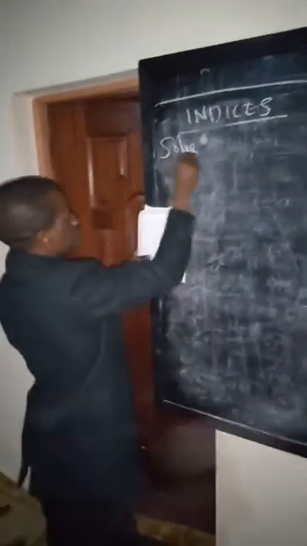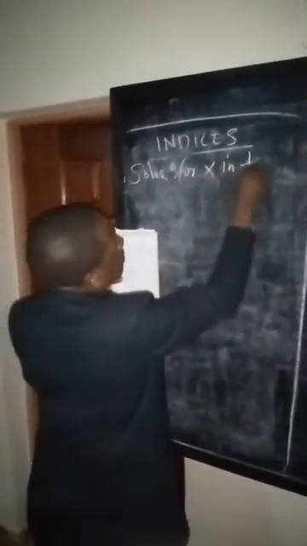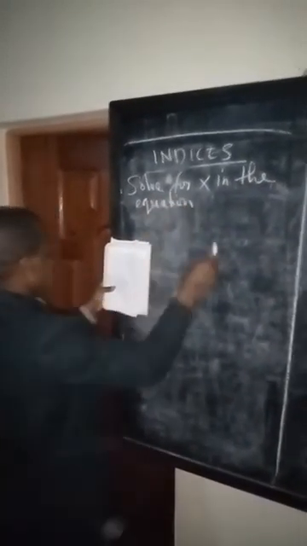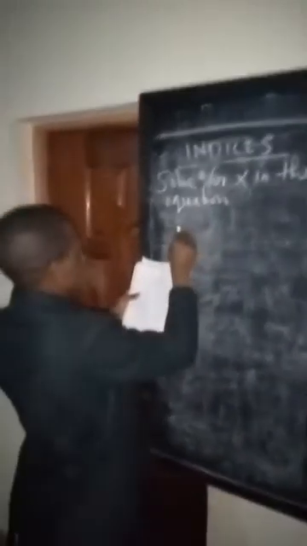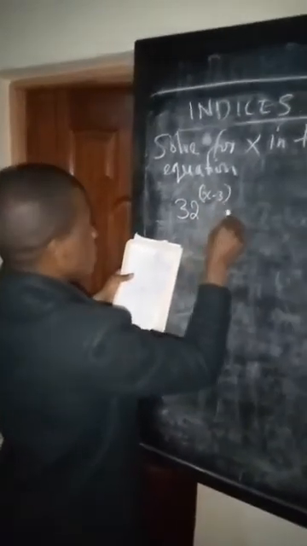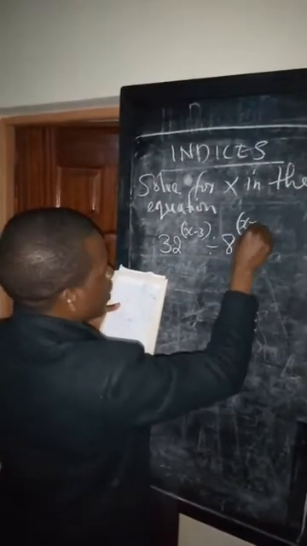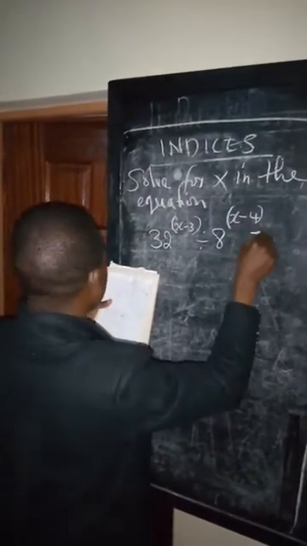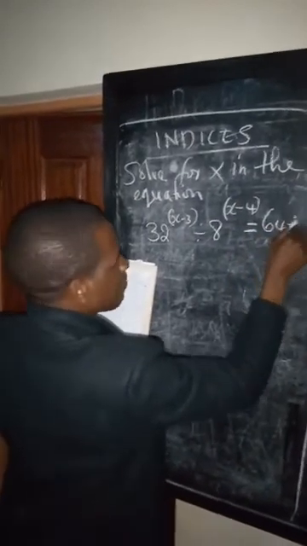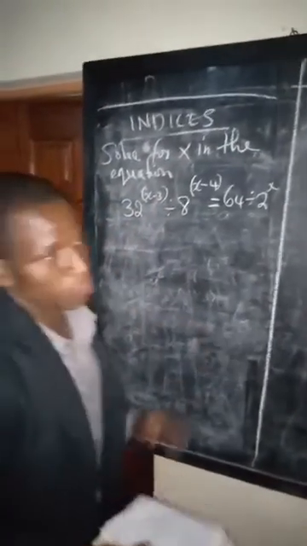So in our next example, we can be given such a problem where we are told to solve for x. Solve for x in the equation, and the equation we are given is 2 raised to power x minus 3, divided by 8 raised to power x minus 4, equals 64 divided by 2 raised to power x. This is someone who has created a problem, and they need to find a solution to this problem.